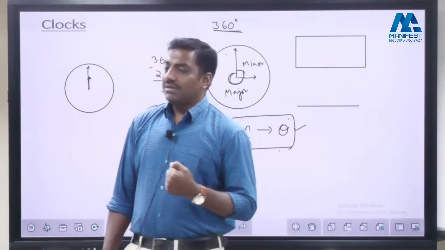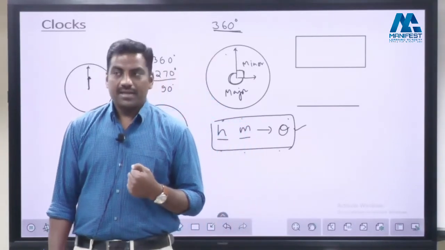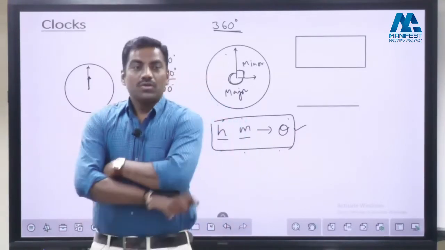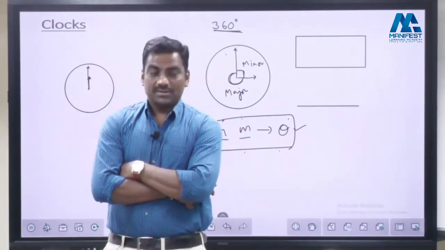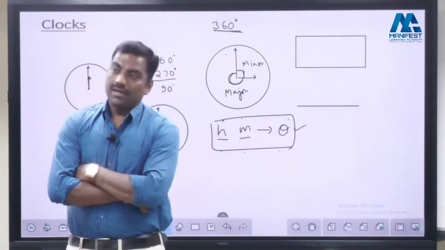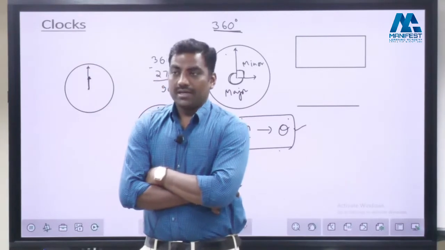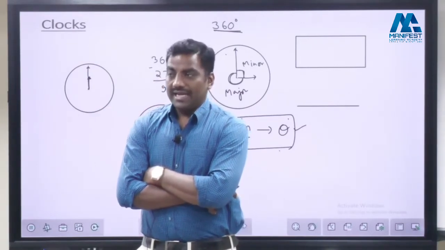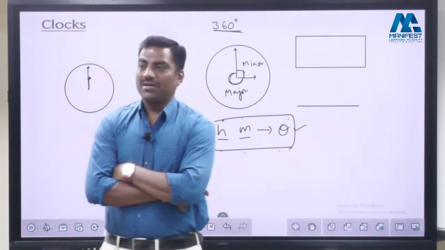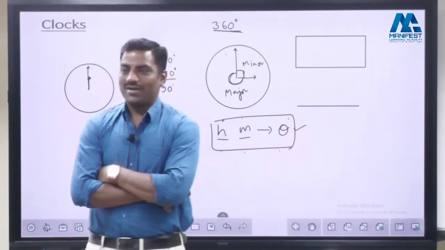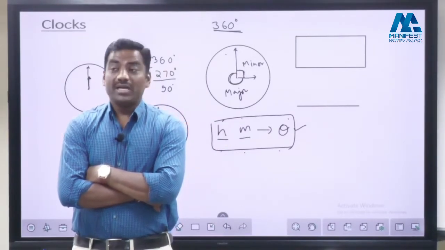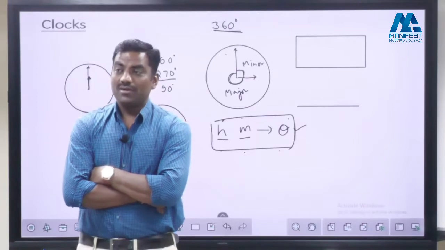When it comes to the hour hand, how many hours will it take to complete one round? 12 hours. The minute hand is taking 1 hour to complete one round, and the hour hand is taking 12 hours to complete a round. Which is faster here? Sure, the minute hand is faster. How many times faster compared to the hour hand?